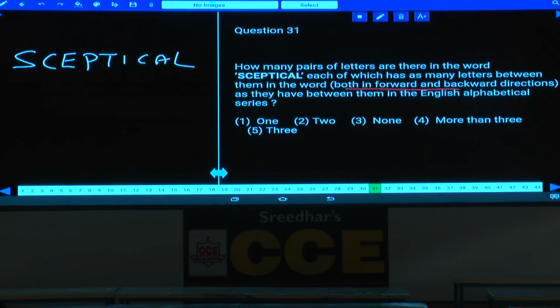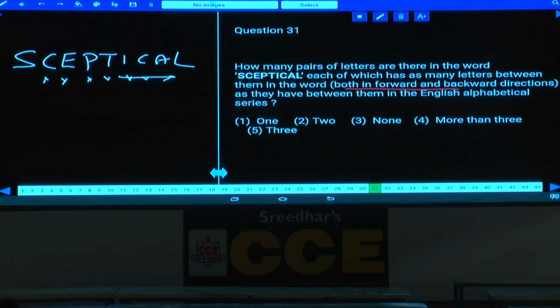Now, SCEPTICAL. Starting from the left hand side, start counting. S, next letters T, U, V, W, X, Y, Z. No letter is matching. Then starting with C, D, E, F, G, H, I, J. Is there any letter matching here? Next one, E, F, G, H, I, J, K. No letter is matching. P, Q, R, S, T, U. T, there is no letter more than this T.